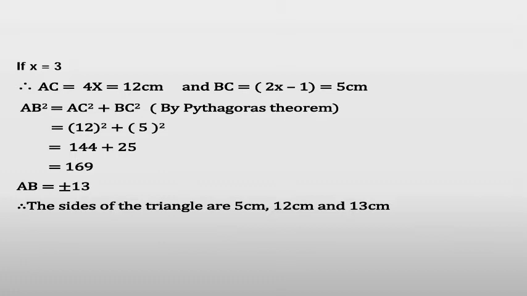As I told you, the measurement of the sides of a triangle cannot be negative. So neglect the negative, consider only the positive value. AB is equal to 13. Write the conclusion that therefore the sides of the triangle are 5 centimeter, 12 centimeter and 13 centimeter.